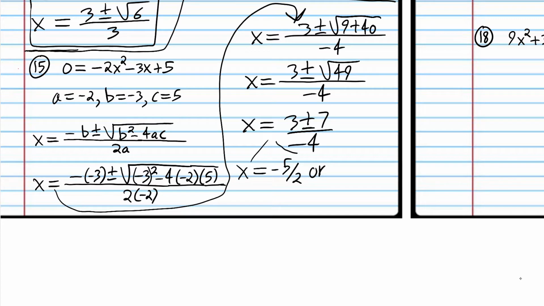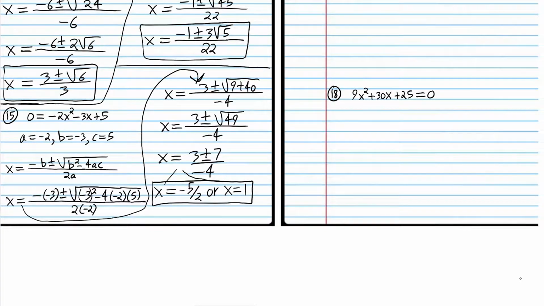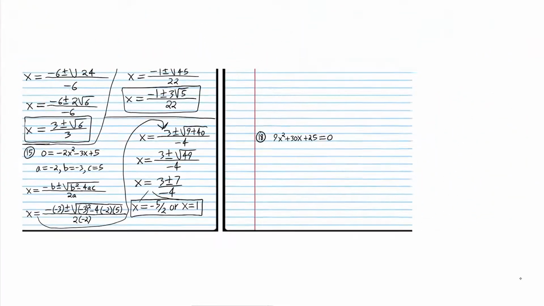Or x can be 3 minus 7 over -4, which is -4 over -4, which is 1. And those are the solutions. So that problem was different because we just ended up with rational solutions.